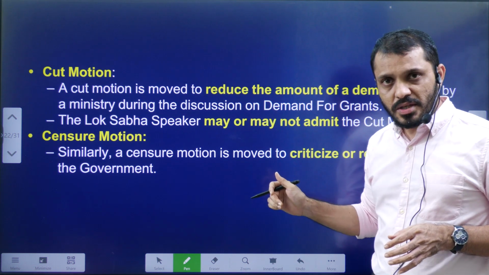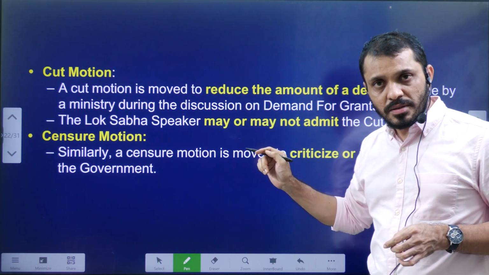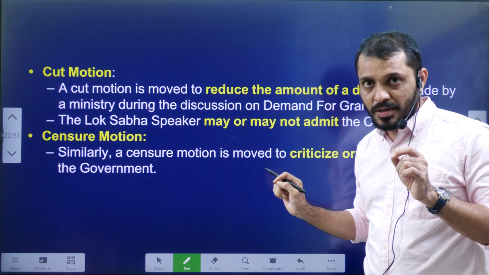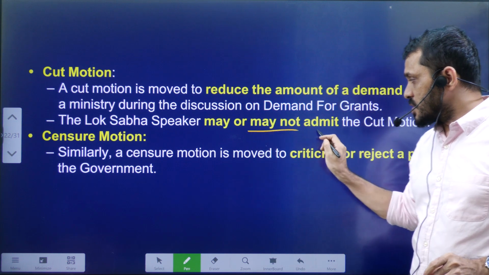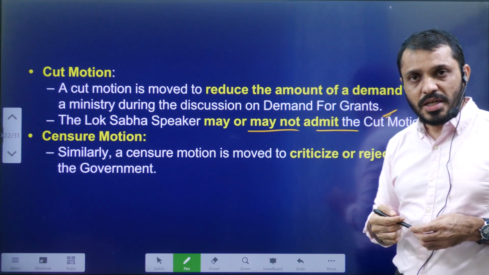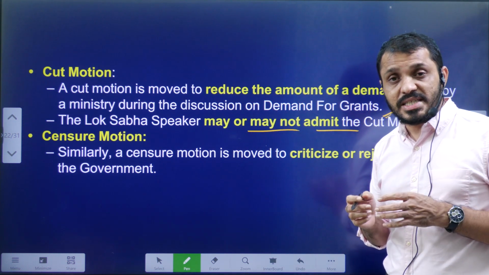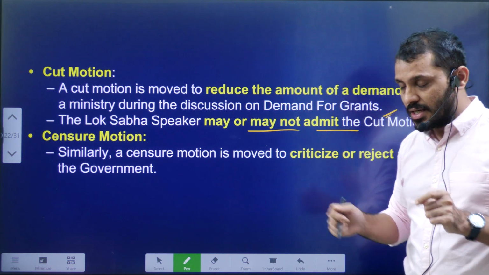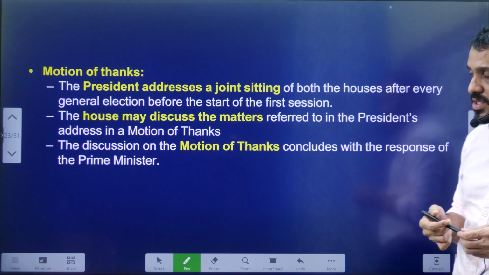Next, cut motions. Generally, cut motions will be introduced during the budget time. Cut motions can be introduced only in the Lok Sabha. Okay? Cut motions can only be introduced in Lok Sabha. Censure motion. It is to criticize the minister, and when you are introducing the censure motion, you have to give the reason, and it can be introduced only in the Lok Sabha.